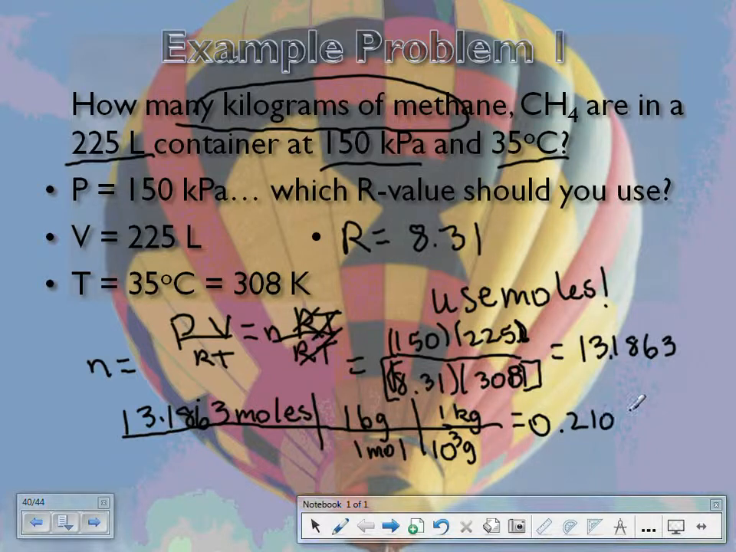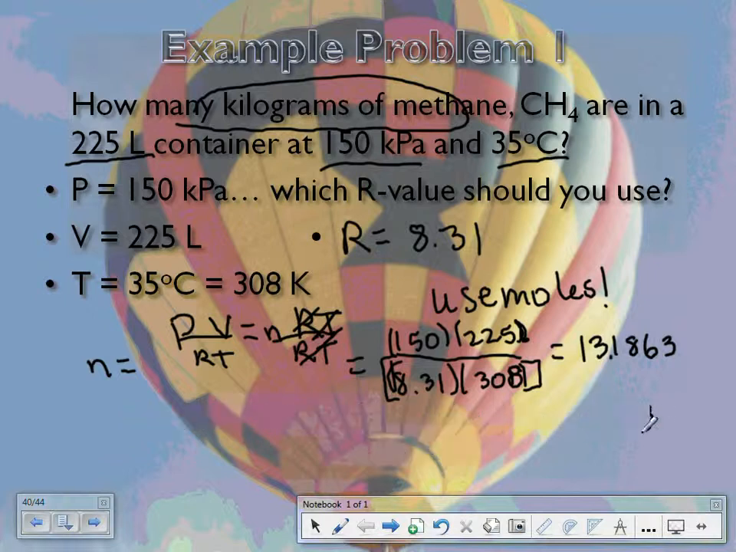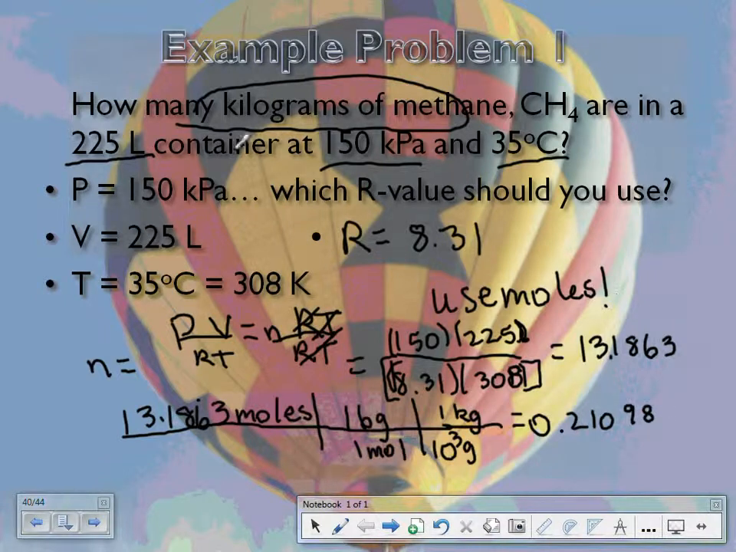0.21098035554. Oh, dear. I don't think we need all of that, because what we started with up here in the problem, we have 3 sig figs, 2 and 2, and so we better quit right here. Is that 0 going to make any difference? No. So we'll just drop that off, 0.21 kilograms.